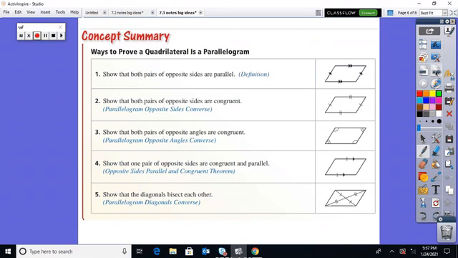All right, on this page, this summarizes all the ways to prove a quadrilateral is a parallelogram. So by definition, opposite sides are parallel. Then here's our 4 theorems we learned. Opposite sides are congruent. Opposite angles are congruent. The same pair of sides are both parallel and congruent. The diagonals bisect each other. There you go.